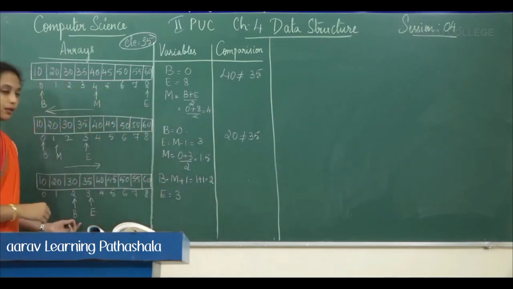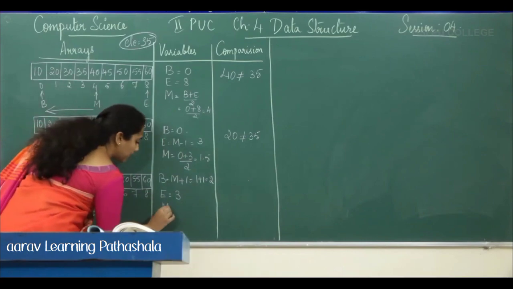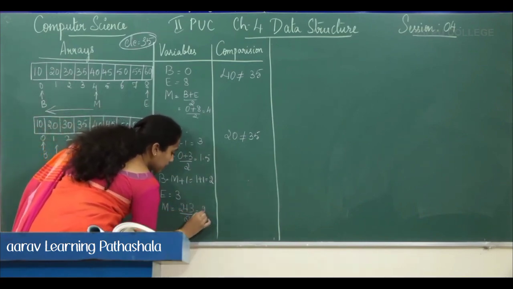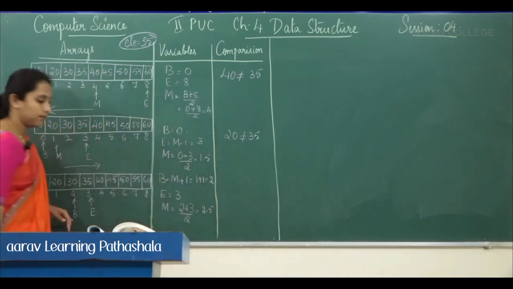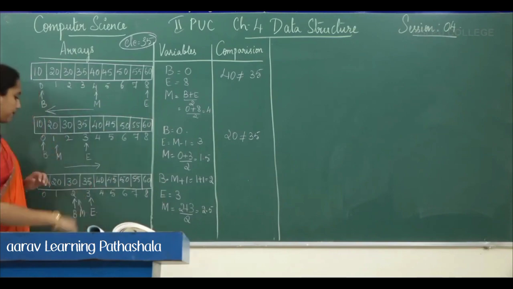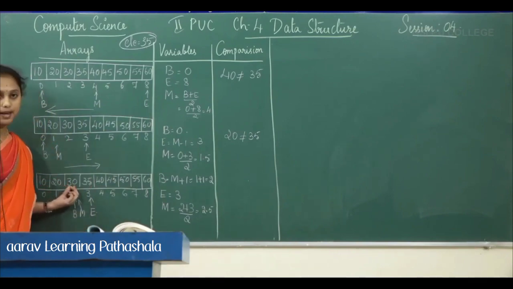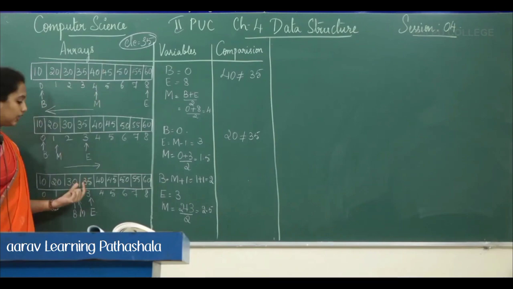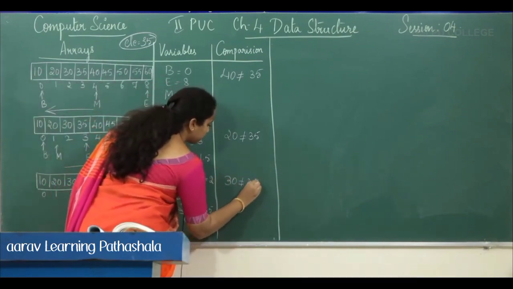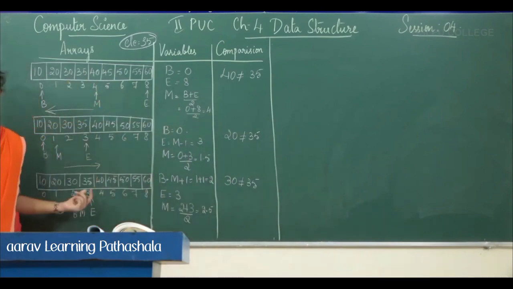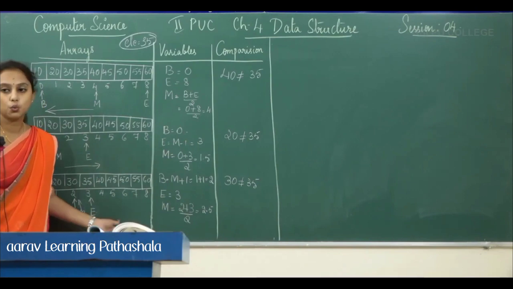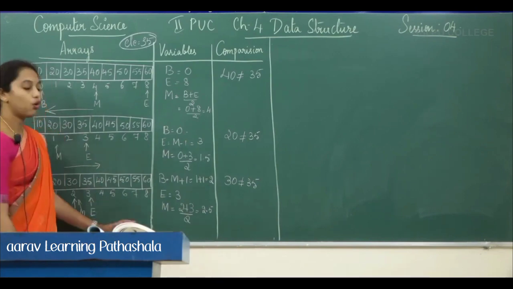So what is the middle position? m is equal to 2 plus 3 by 2, which is nothing but 2.5. So consider the second position as the middle element. So compare 30 with 35. 30 does not equal 35. The search element is greater than the middle element. Hence, we have to search towards the right side of the array.